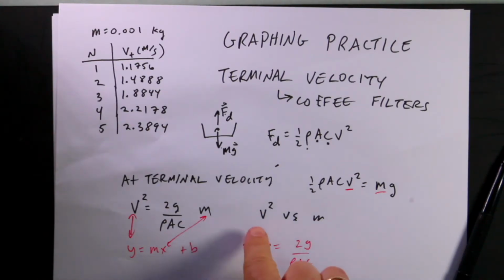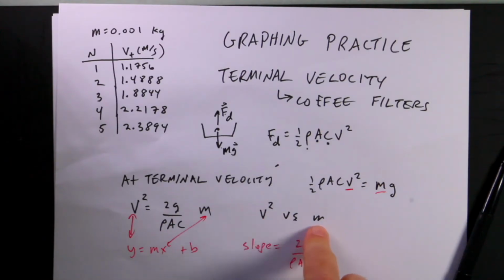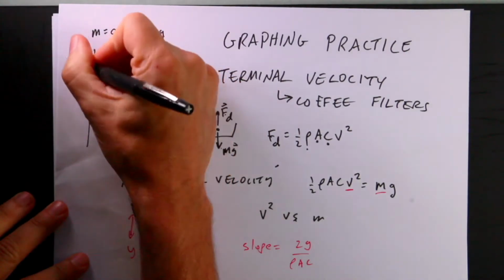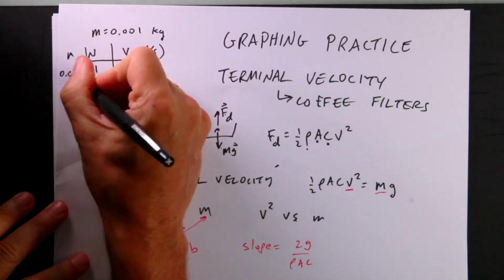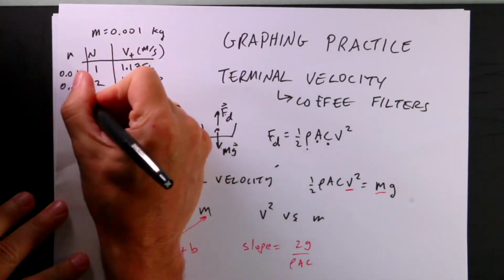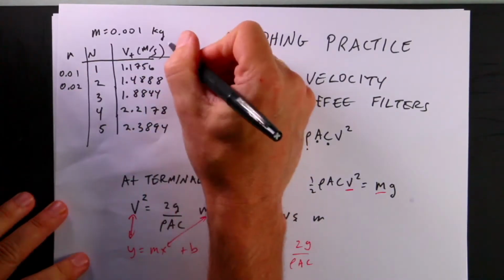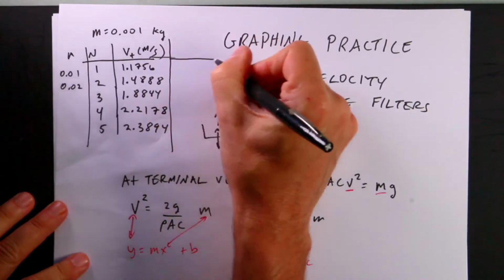So in order to make this graph of V squared versus M, I need the masses, which is easy to get, right? I can just add a column right here, M. This is just going to be 0.01 kilograms, 0.02, and so forth. And then I need to get the velocity squared. So let's do that. So let's square these velocities.